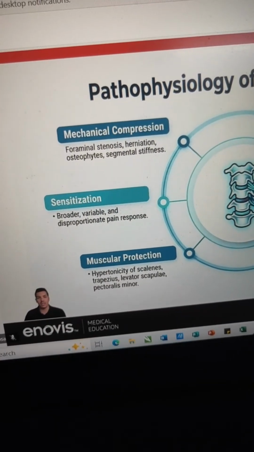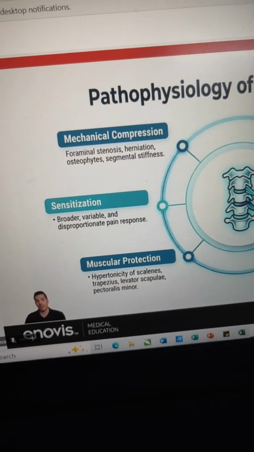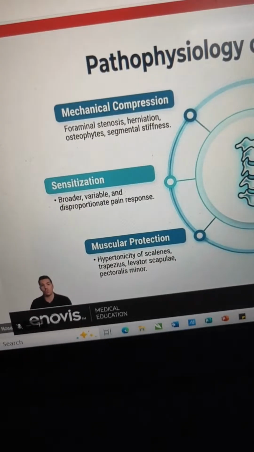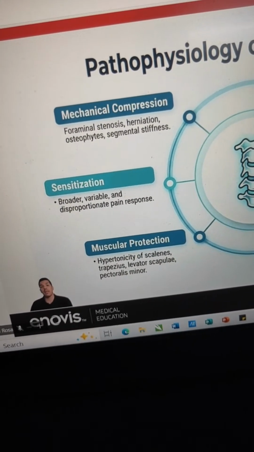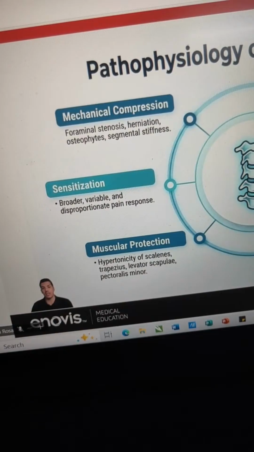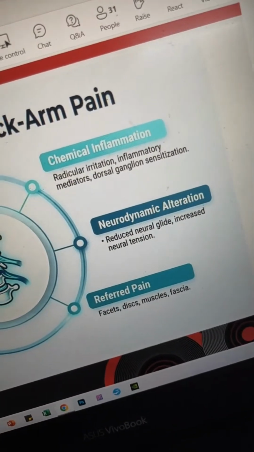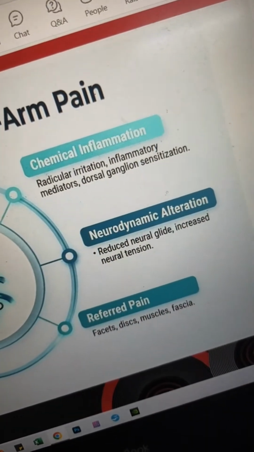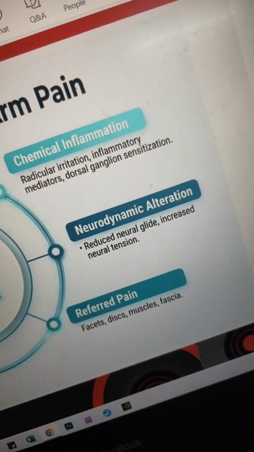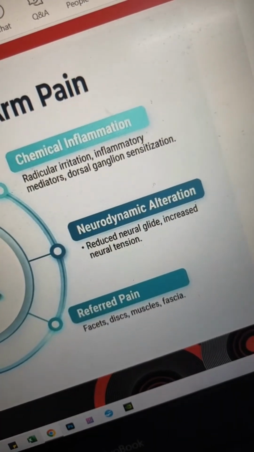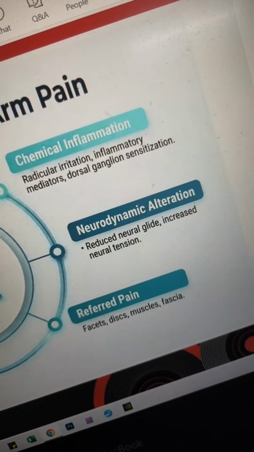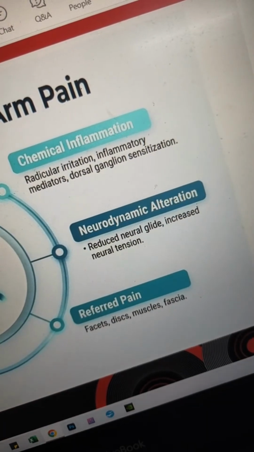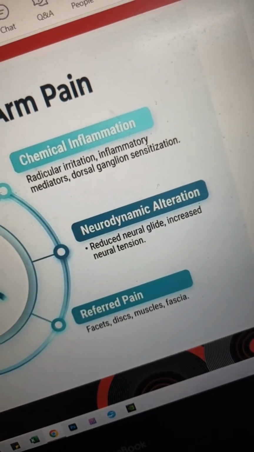We can also see that there may be chemical inflammation around the nerve root or the dorsal root ganglia. This irritation can increase the sensitivity of the neural tissue even when the mechanical compression is not severe. From here, a neurodynamic alteration may occur, meaning the nerve loses its ability to glide, which increases its sensitivity to load and causes it to overreact to certain positions or movements.